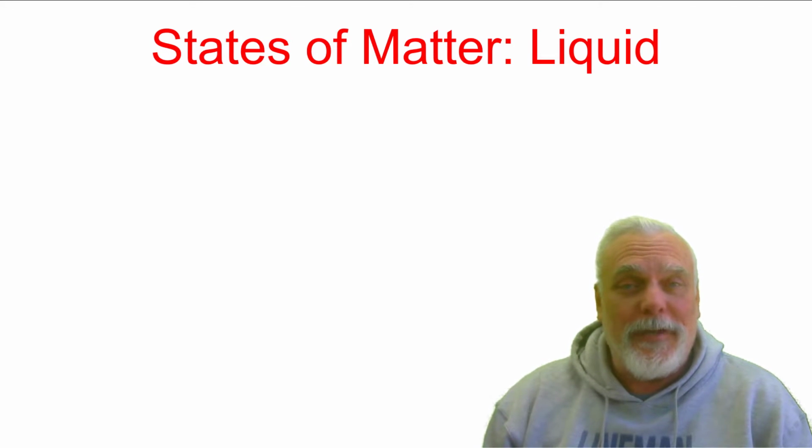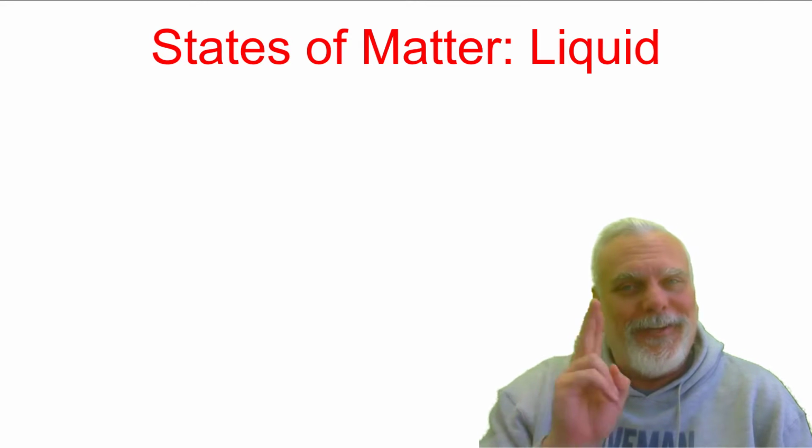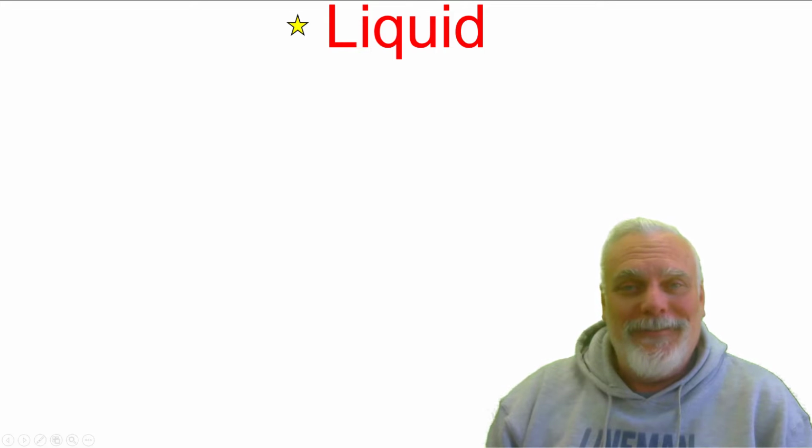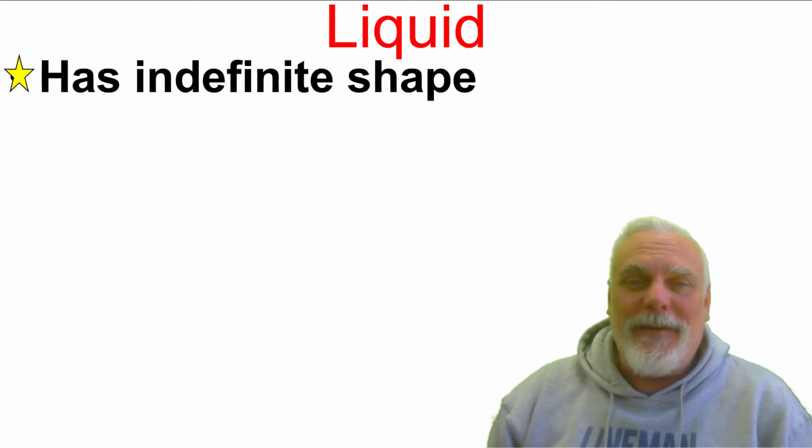Today's topic is states of matter, liquid. Let's get started. First off, we need a definition for liquid. A liquid is defined as a state of matter that has indefinite shape.